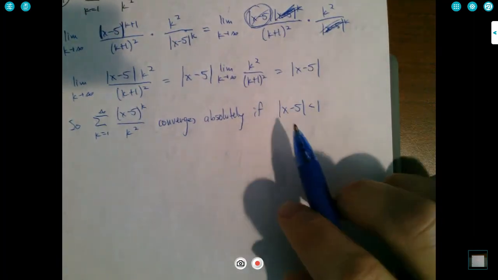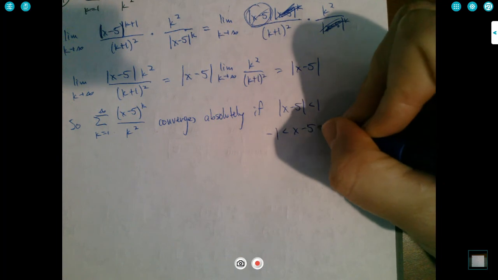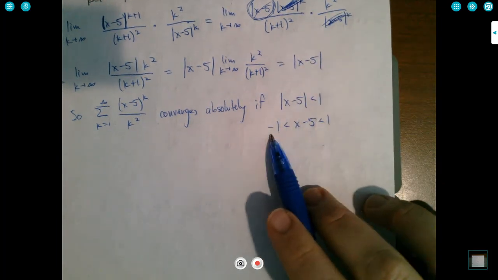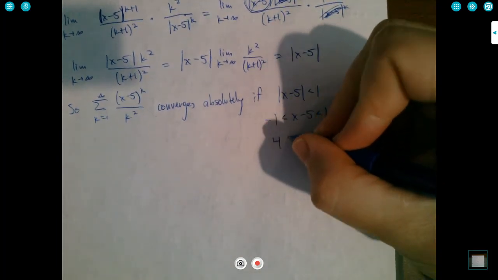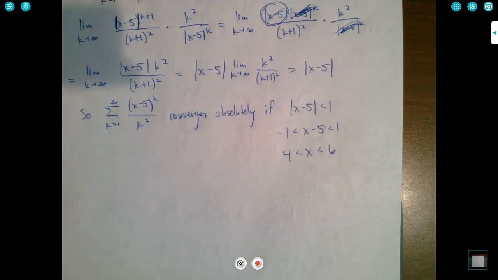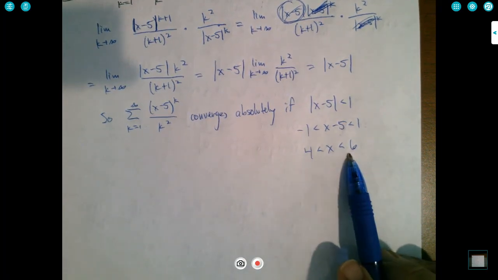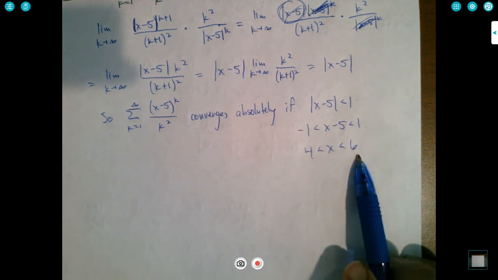Okay, now what does that mean? That means that x minus 5 is between negative 1 and positive 1. So if you add 5, x has to be between 4 and 6 in order to converge. So there's our interval of convergence.